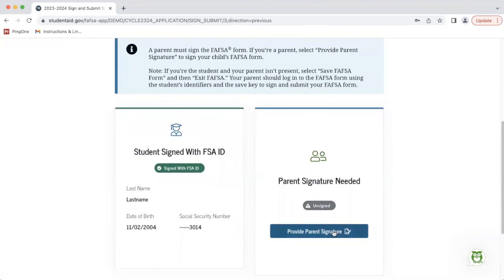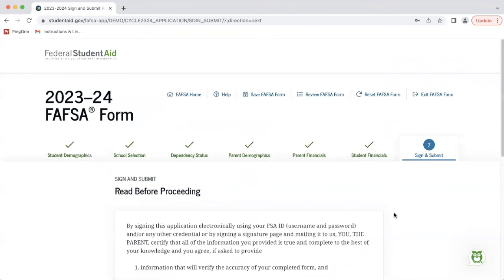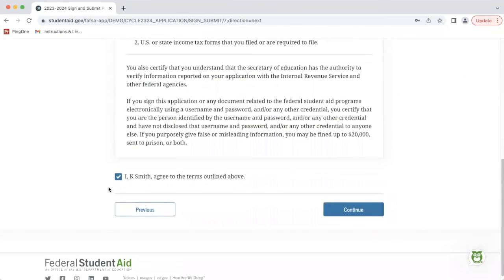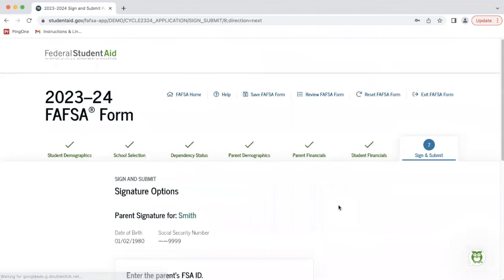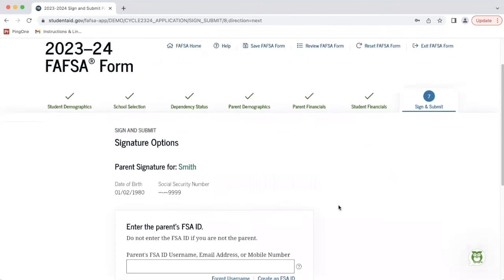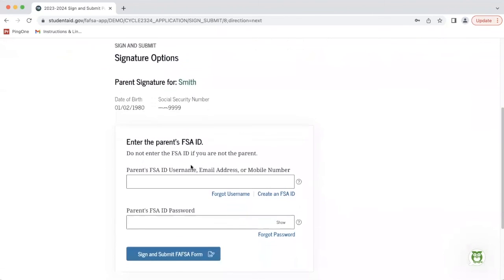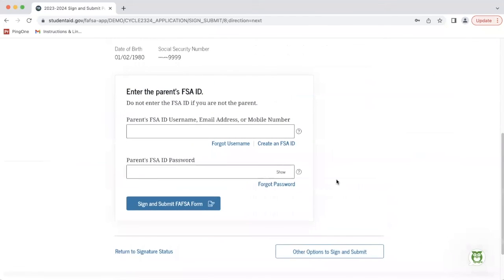So what we would do then at this point is provide parent signature. Now it will ask that the parent agrees to the terms outlined above. There are several different ways for a parent to sign a FAFSA, but the best way, in my opinion, would be to complete an FSA ID if possible. If they're eligible to complete an FSA ID, that would be the quickest, easiest way for this to get processed.